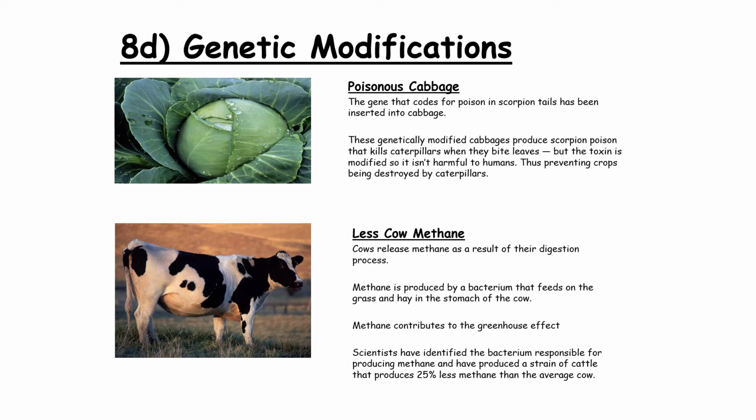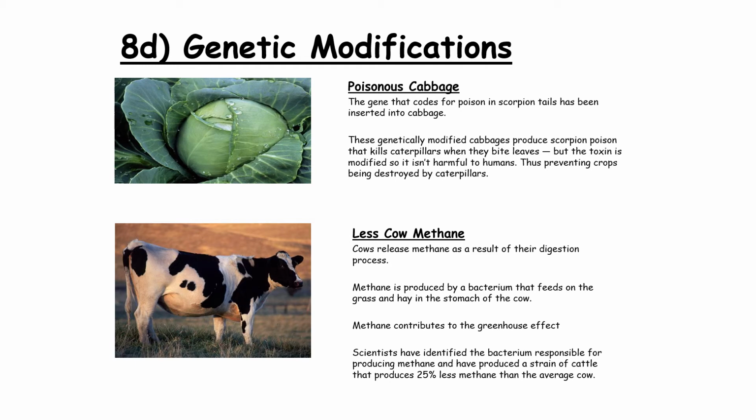You have poisonous cabbage. So the gene that codes for poison in a scorpion's tail has been inserted into cabbage. These genetically modified cabbages produce scorpion poison that kills caterpillars when they bite the leaves, but the toxin is modified so it isn't harmful to humans, thus preventing crops being destroyed by caterpillars.